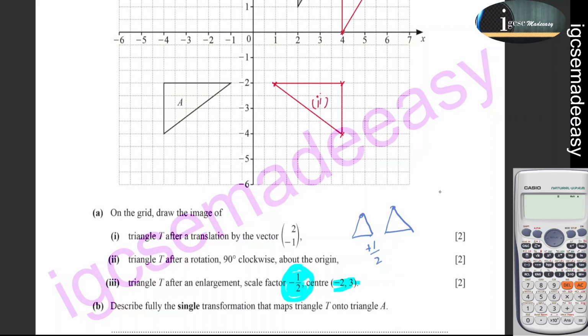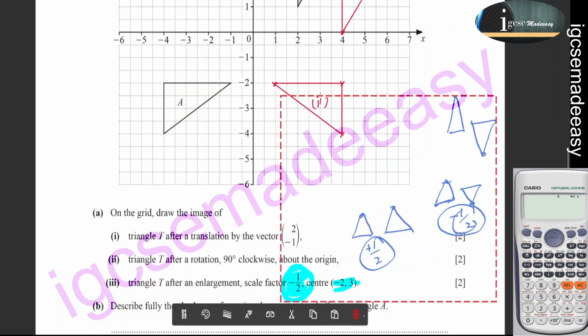But in case of negative, if this is the triangle, let's say this is an object, the image should be opposite of that. Keep it in mind. If the scale factor is negative, definitely it will be opposite. If it goes up, the negative will be coming down. So the minus sign indicates that.